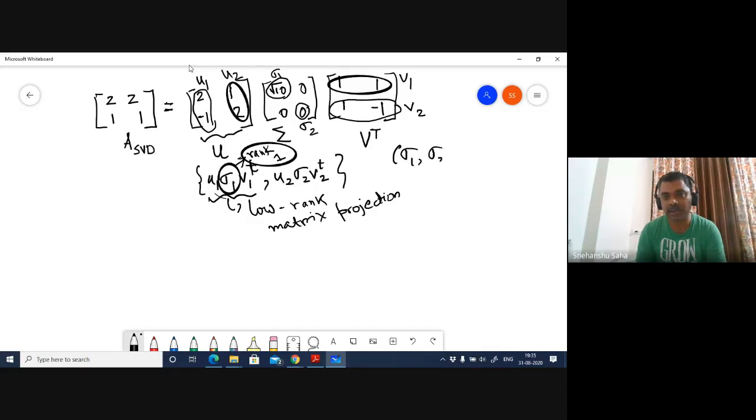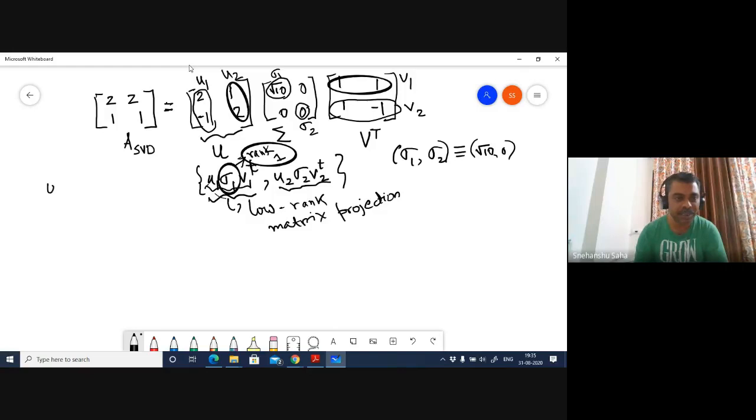Sigma 1 and sigma 2. And that turns out to be, in this case, square root of 10, 0, arranged in a descending order, right? So in which direction do you think the maximum information or maximum variance is disseminated? In this direction, right? Followed by this. So you think about it.